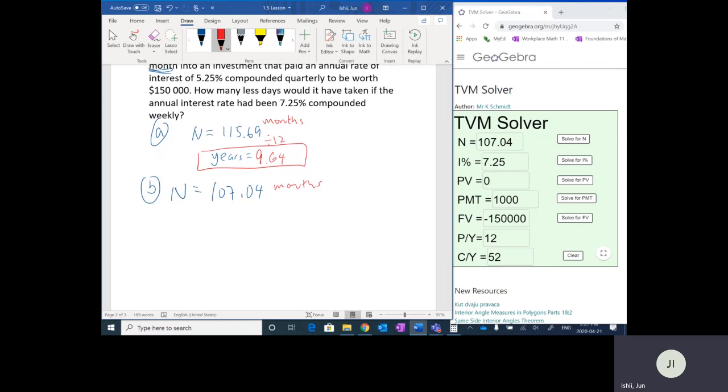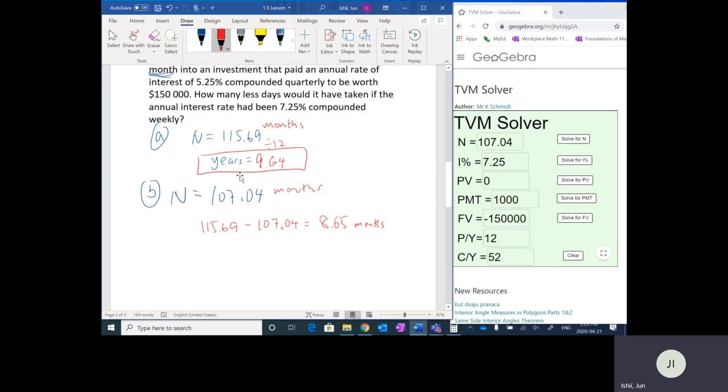Okay, so if we subtract the difference, so how much quicker would it be? Right? It would take 115.69 minus the 107.04. And that's going to give you, I'm going to show off some math skills here, 8.65 months. Now, when I say I'm going to show off, I better make sure I get it right. So let me just double check. Yeah, that's right.